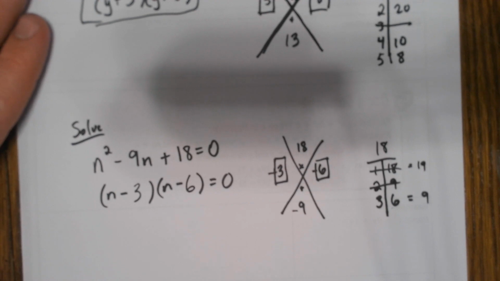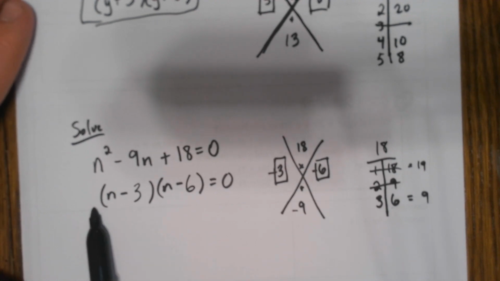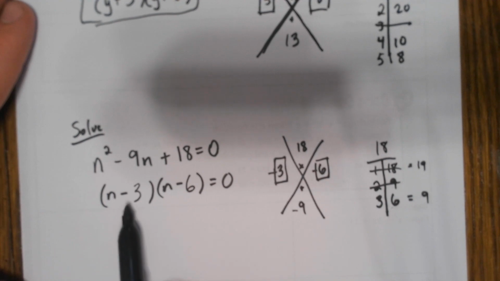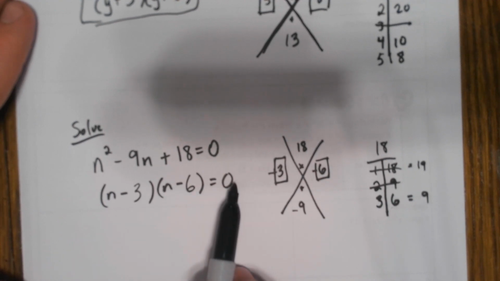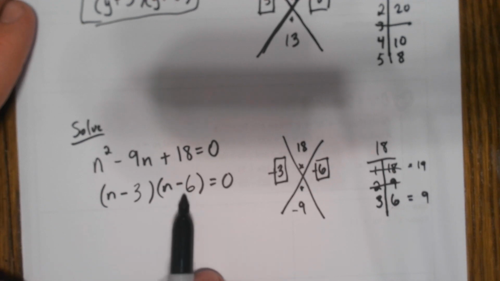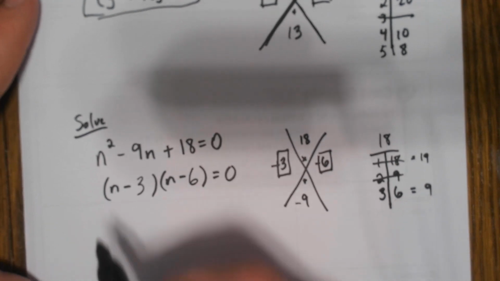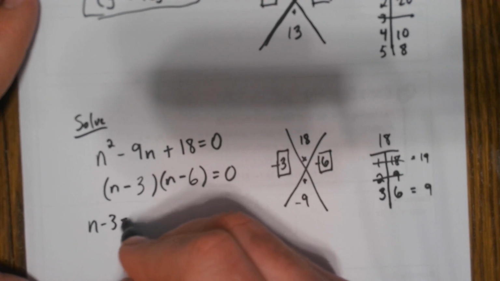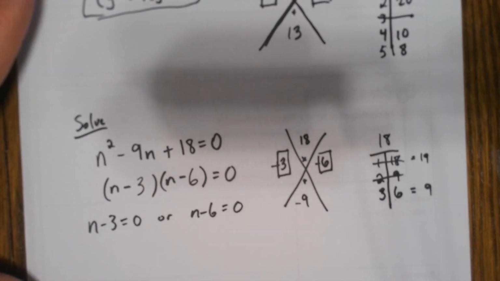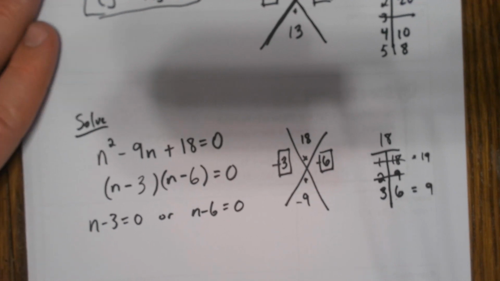Now at this point we have to solve, not just factor it, so we're not finished. Now we're going to use what we learned in 7.4, and we're going to solve this. If we have two things being multiplied together to equal 0, then we know that either the first thing or the second thing has to equal 0. So n minus 3 equals 0, or n minus 6 equals 0. One of those two things has to be true.